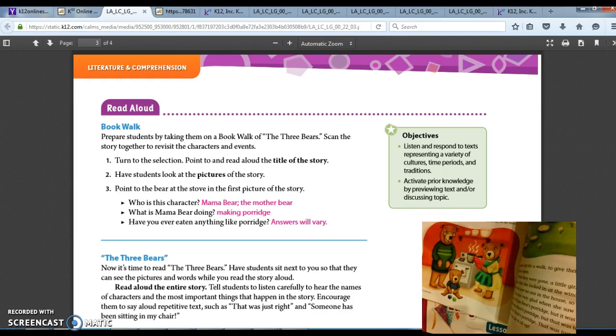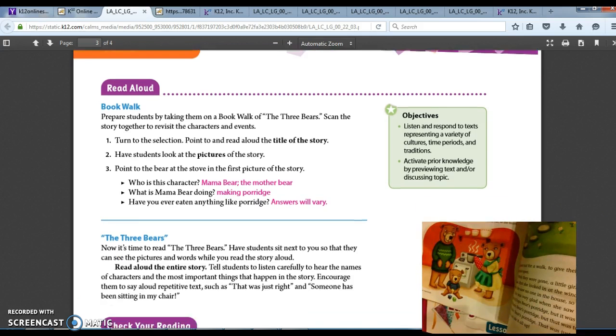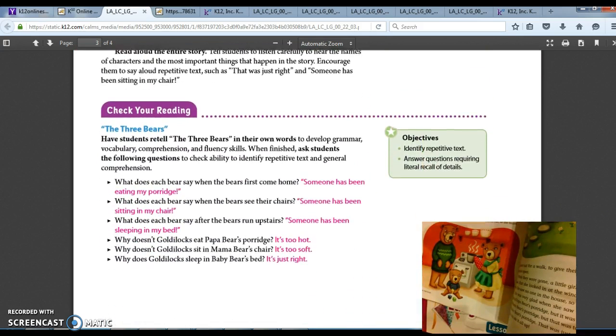We call that repetitive text, such as, "That was just right," and "Someone has been sitting in my chair." Some of those lines are repeated over and over in this story. So I'm going to pause now if you need to reread the story.